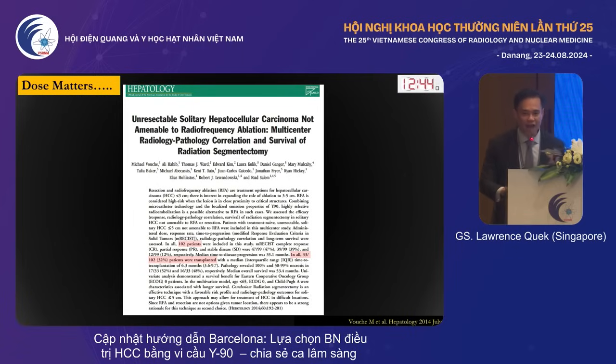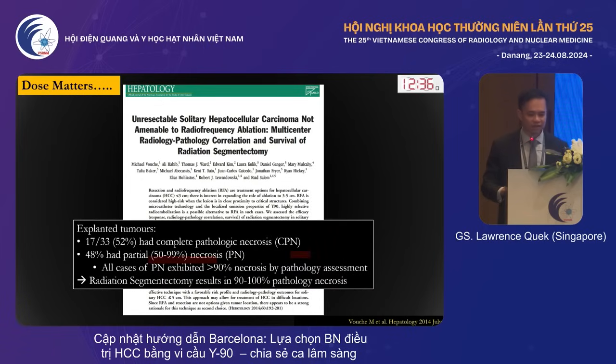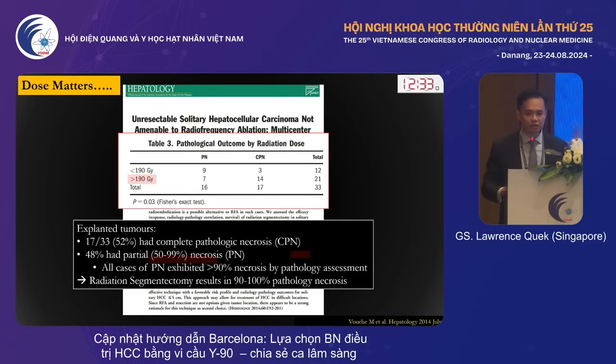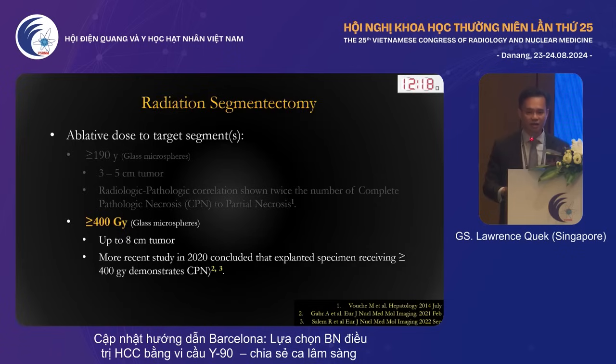All right. What they did was they looked at 102 patients, of which 33 went for transplant. They took out the tumor and they had a look at it. And when they looked at it, they found that when the dose was more than 190 grays, more than 2/3 of the patients had complete pathological necrosis, that's CPN. So this is where they pin it at 190 grays. Subsequently, on the back of another study, which I will talk about just after this slide, the doses have moved up further. So we're looking at 400 grays for glass microspheres, and for treatment up to 8 centimeter.